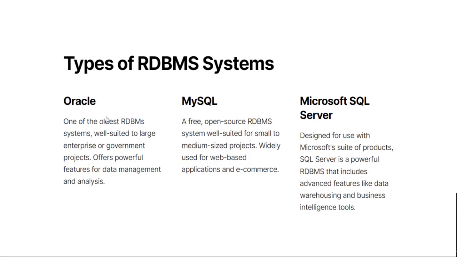Then types of RDBMS systems. There are three types of RDBMS systems: Oracle, MySQL, and Microsoft SQL Server. Oracle is one of the oldest RDBMS systems. Then there is MySQL, a free open source RDBMS software. Then there is Microsoft SQL Server. It is designed for use with Microsoft's suite of products, and SQL Server is a powerful RDBMS tool that includes advanced features like data warehousing and business intelligence tools.